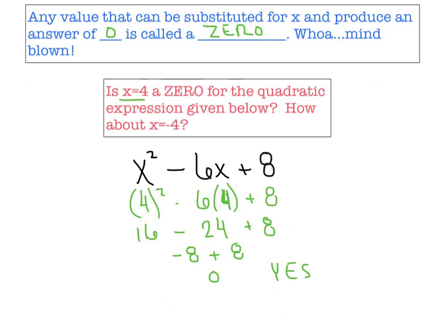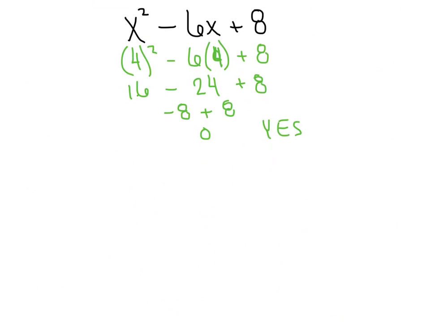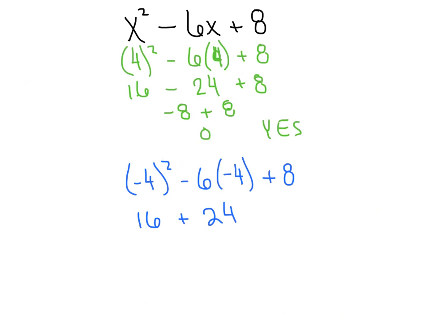Now they also asked me, how about x equals -4? So let's start all over really quick here. And I'll try substituting a -4 and see if that's also a 0. It seems like it should be, right? If positive 4 worked, it seems like -4 should work as well. That's positive 16 plus 24. Just be careful of your signs. A negative times a negative is a positive in both of those cases. 16 plus 24 is going to give me 40. 40 plus 8 is 48. So in this case, -4 was not considered a 0.